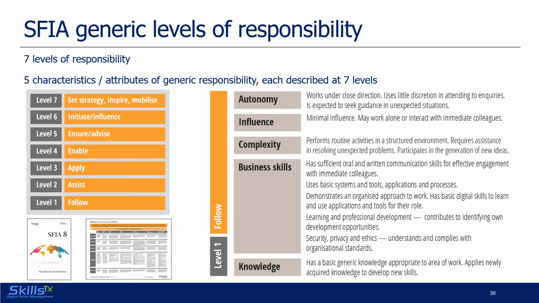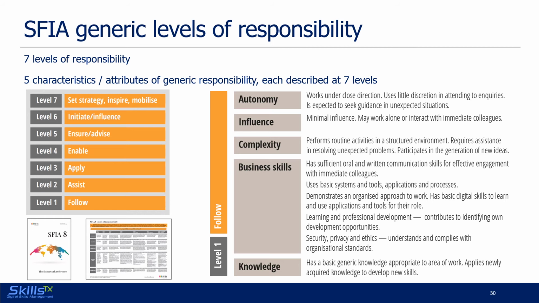If you download the Sofia documentation from the Sofia Foundation website, you'll see that one of the items is the Sofia summary chart. And on the second page of the summary chart, it shows you these generic levels of responsibility, the same as we did with version 7 on the A3 chart. They're presented in a slightly different order. Knowledge used to come before business skills, so it's now swapped around. So we have autonomy, influence, complexity, business skills, and knowledge.